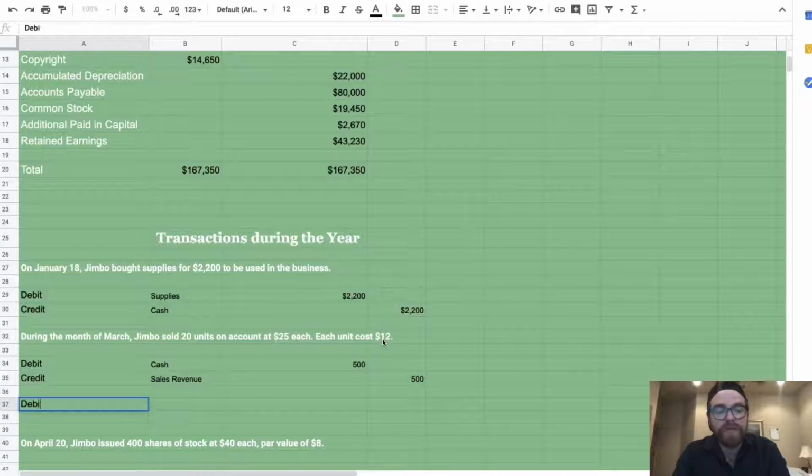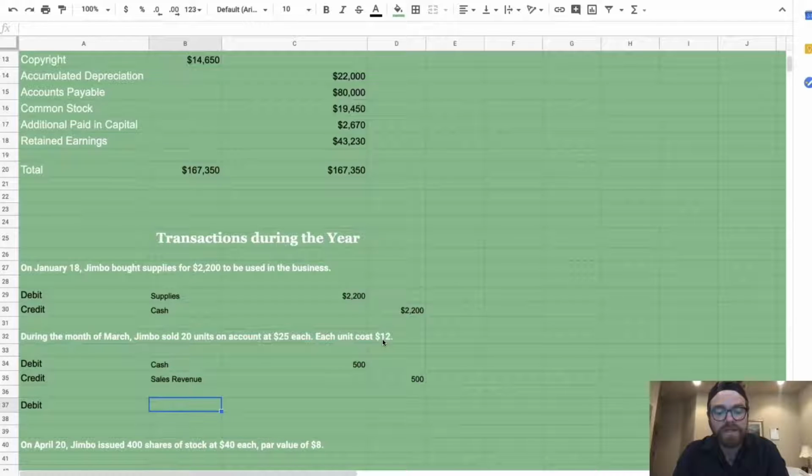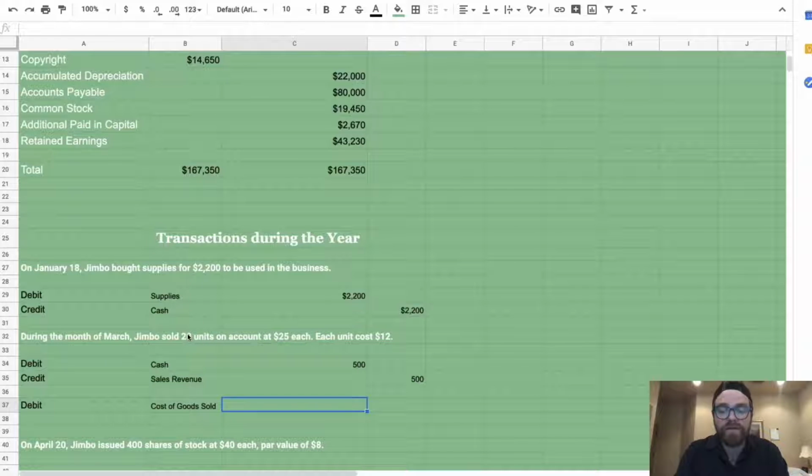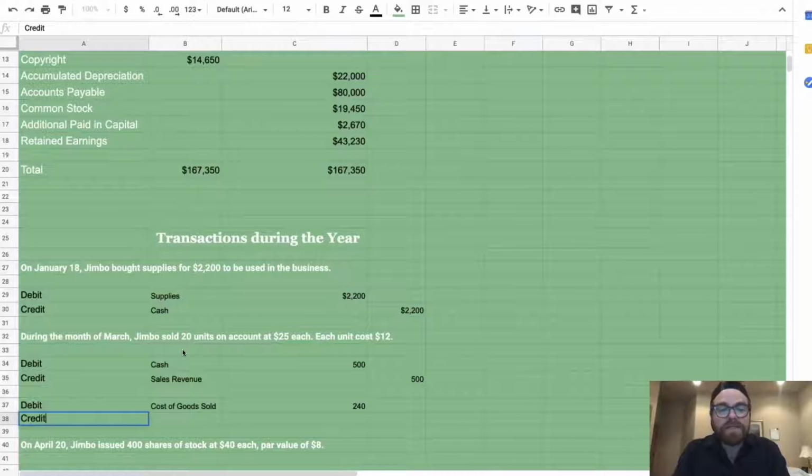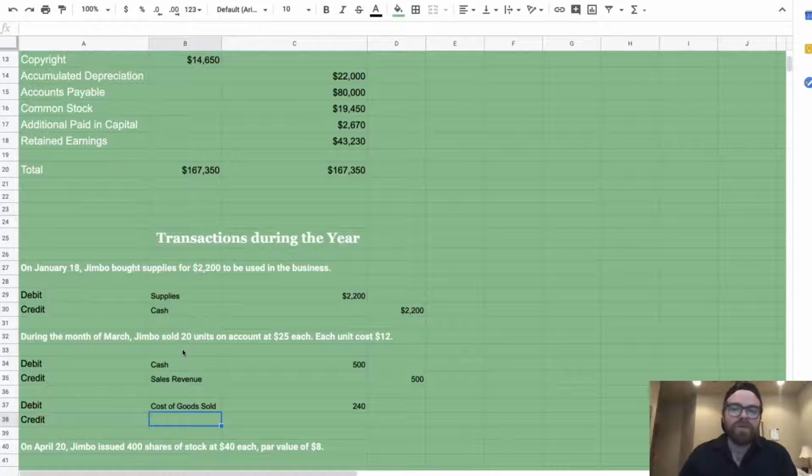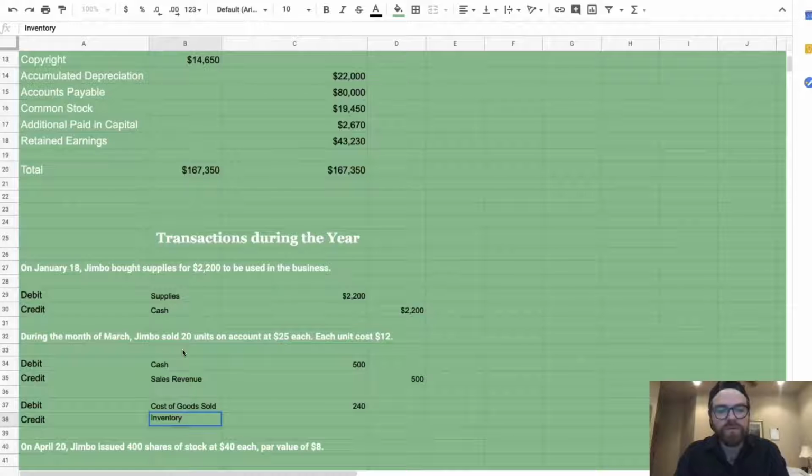So what we do is we do a debit here for the cost, and we call this cost of goods sold. It's the cost of what you sell. And to get that number, it's going to be $12 for each unit, and you sold 20 of them. So you do equals $12 times 20. Cost you $240. That's on the debit side. On the credit side, we have to show it leaving our inventory. We sold that inventory, so it leaves our inventory. So we do credit inventory for also the same thing, $240.